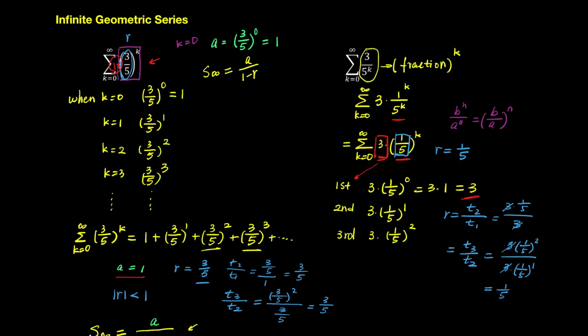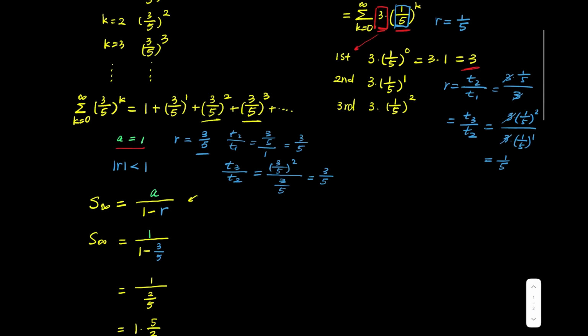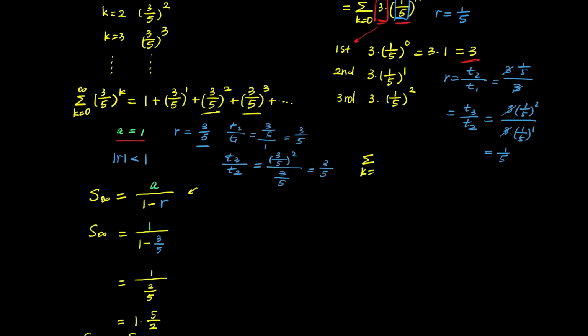So if k starts from 1, let's say we have sigma k starts from 1 to infinity, 3 times 1 over 5 to the power of k. Then the first term is 3 times 1 over 5 to the power of 1, which is 3 times 1 over 5 equals 3 over 5. So in this case, even though 3 is the factor here, it's not the first term. So the first term is when k equals 1, it equals 3 over 5.